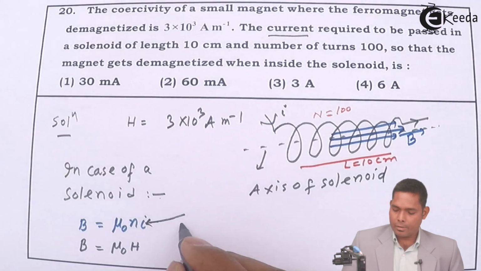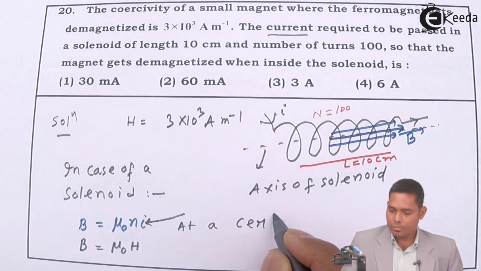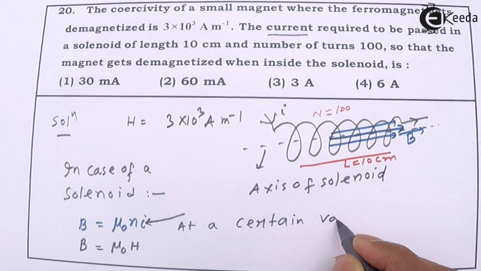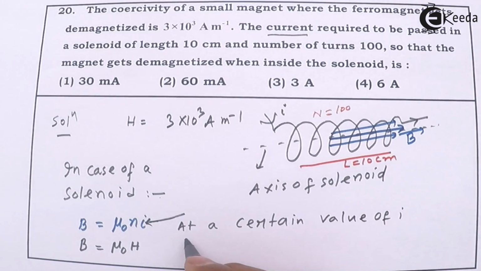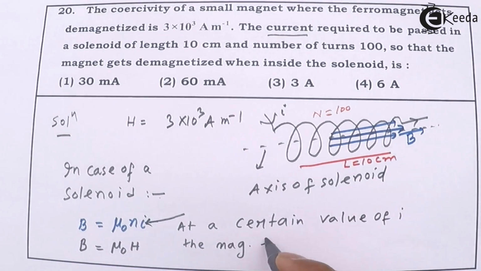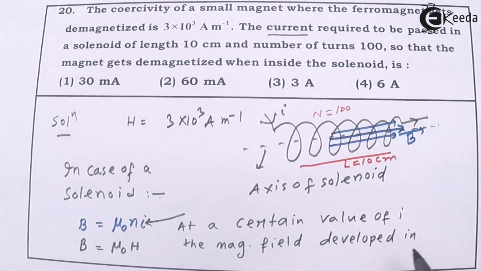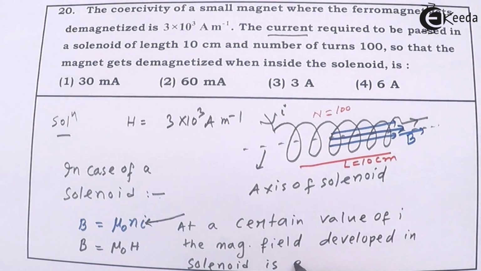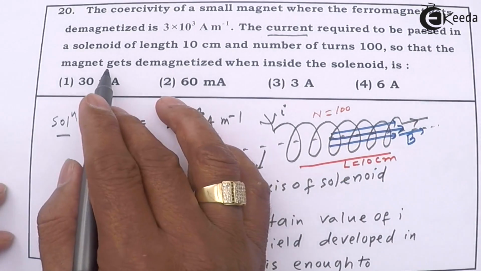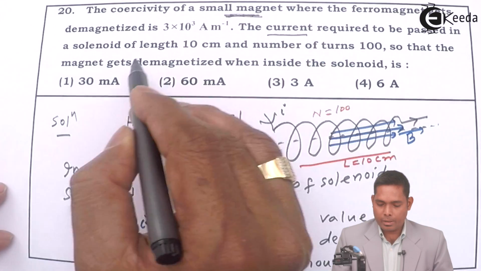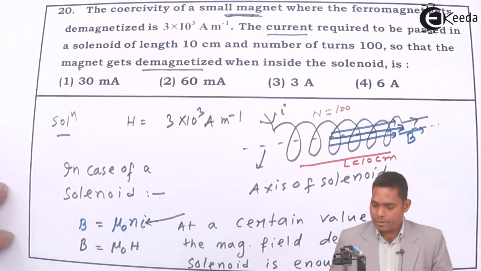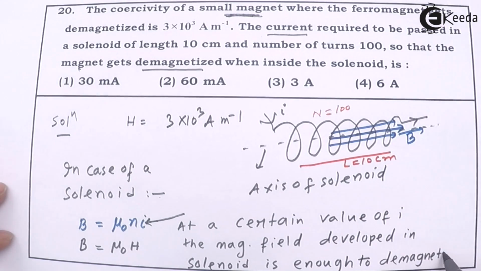So at a certain value of I, the magnetic field developed in the solenoid is enough to demagnetize the magnet, so that the magnet gets demagnetized. It means the small magnet.